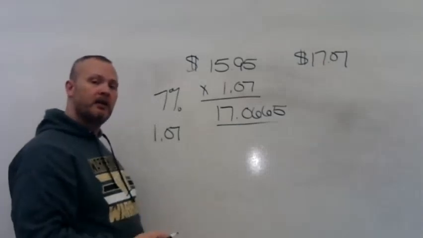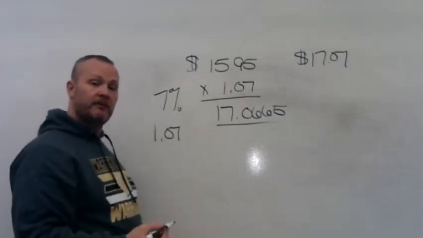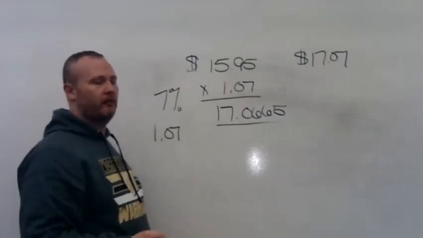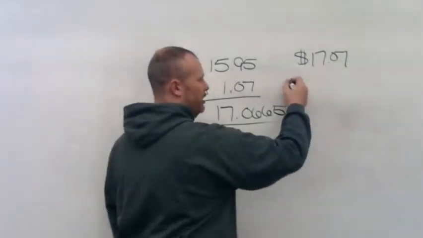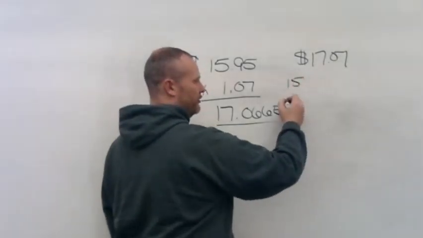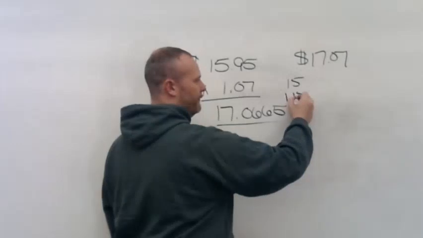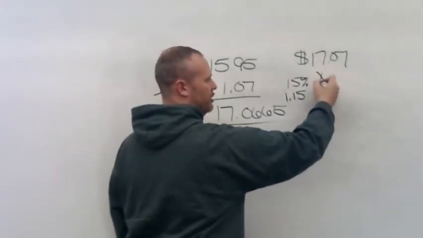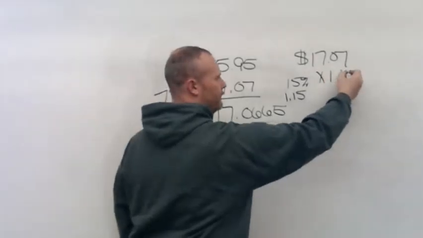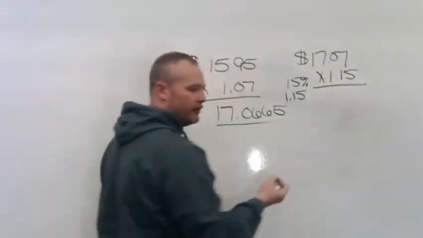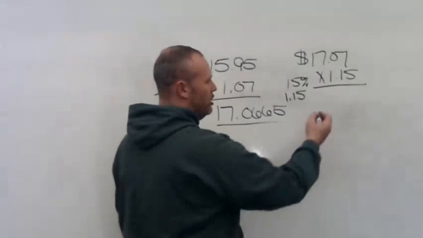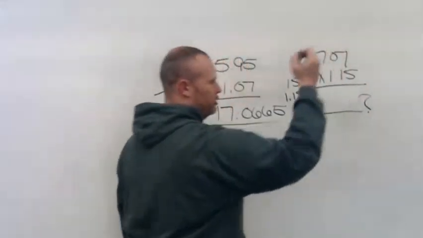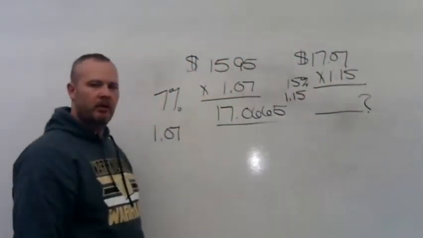However, keep in mind that we needed to add a 15% tip for the delivery driver. So again, if it's 15%, we're just going to convert that by 1.15. So 17.07 times 1.15 leaves you with the answer that you will select on the quiz.